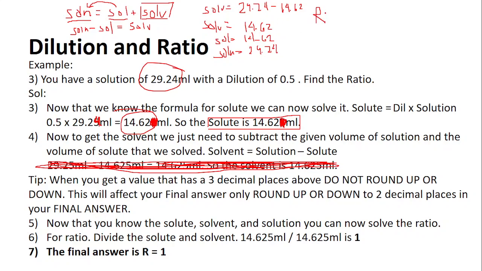You can now solve ratio. So, solute divided by solvent. So, 14.62 divided by 14.62. Okay, you will get 1. So, your final answer for ratio is 1.